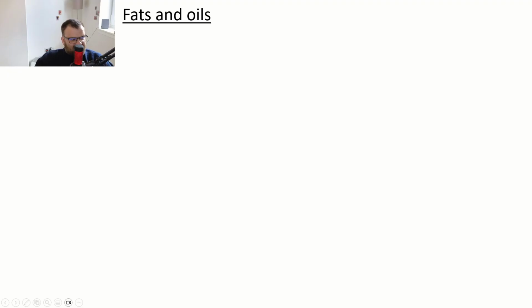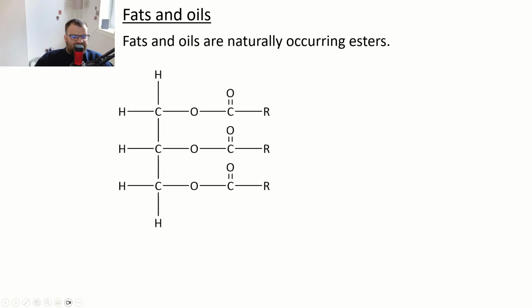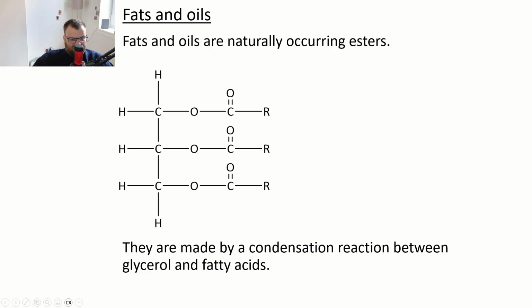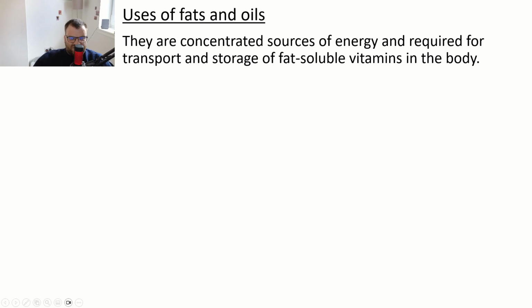Next up, we're going to get to fats and oils. Now, these are naturally occurring esters. One of the differences here is that they have 3 ester links within their structure. They're again made by a condensation reaction, but this time specifically between glycerol and fatty acids. They're still broken down by hydrolysis reactions, as with the other smaller esters. In terms of their uses, they're concentrated sources of energy, and they're also required to transport and store fat-soluble vitamins in the body. Key chemical to this is the glycerol.